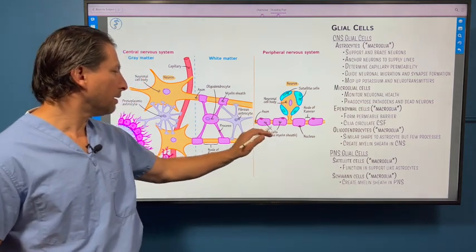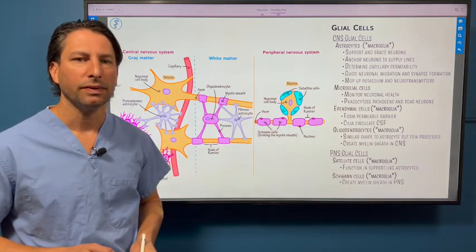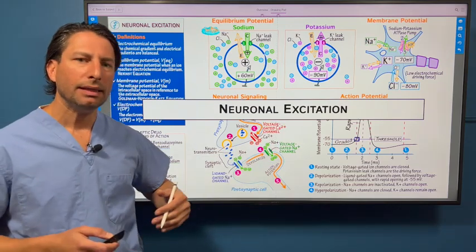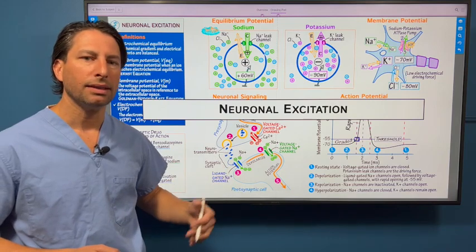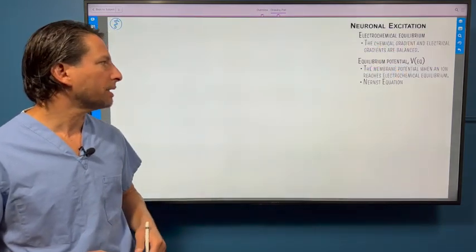Again, these are the peripheral nervous system counterpart to the oligodendrocytes of the central nervous system. Neuronal excitation. So we're going to take a deep dive into this tutorial here because it summarizes many of the tutorials that follow in this subject.